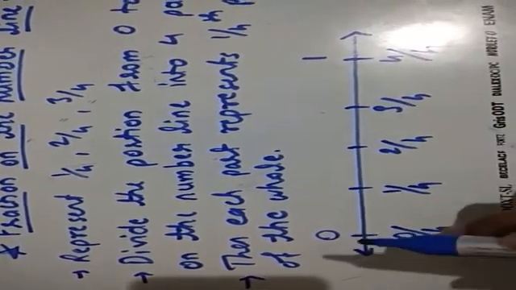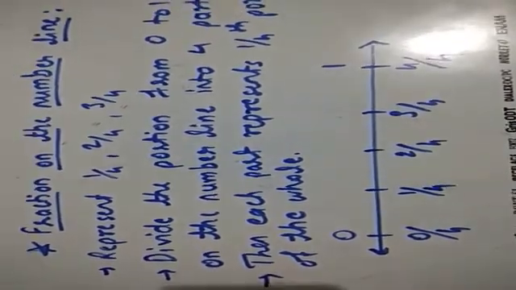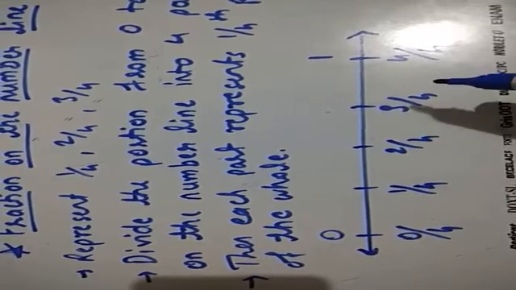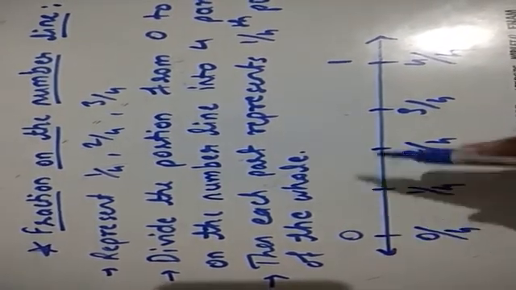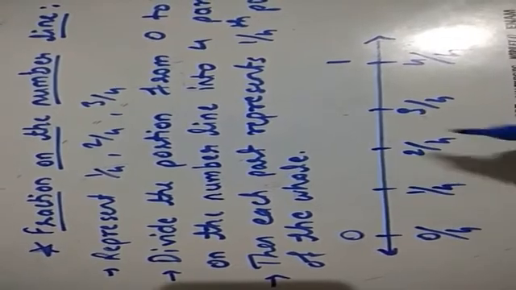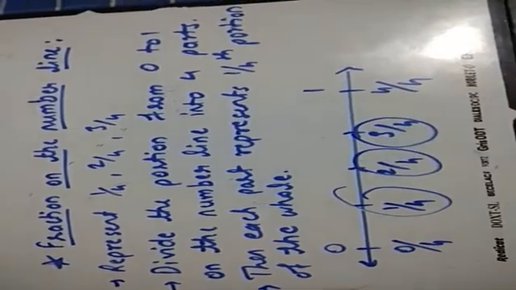So 0 to 1 we divided into 4 equal parts. As we have a total of 4 parts, that is why everywhere the denominator is 4. And here the first part is 1 upon 4, the second part, 1 and 2, is 2 upon 4, then the third part, 1, 2, 3, is 3 upon 4, then 1, 2, 3, 4, is 4 upon 4, that is 1. Therefore, in this way we can represent numbers on the number line.